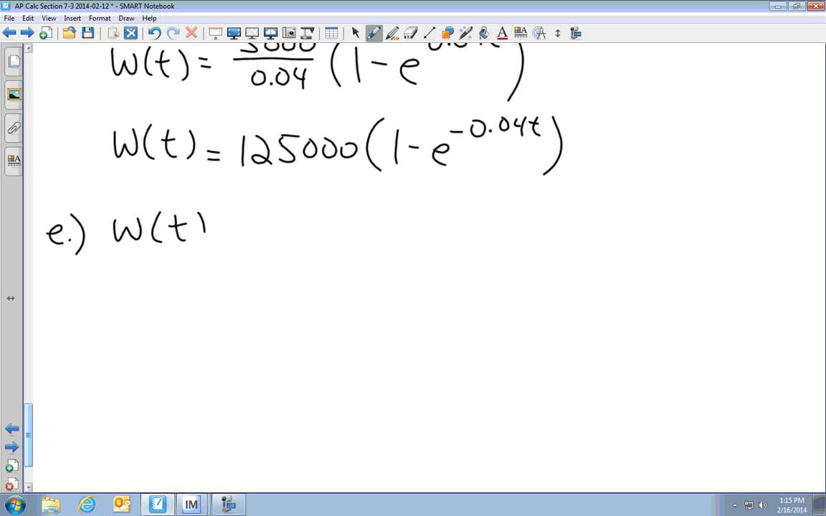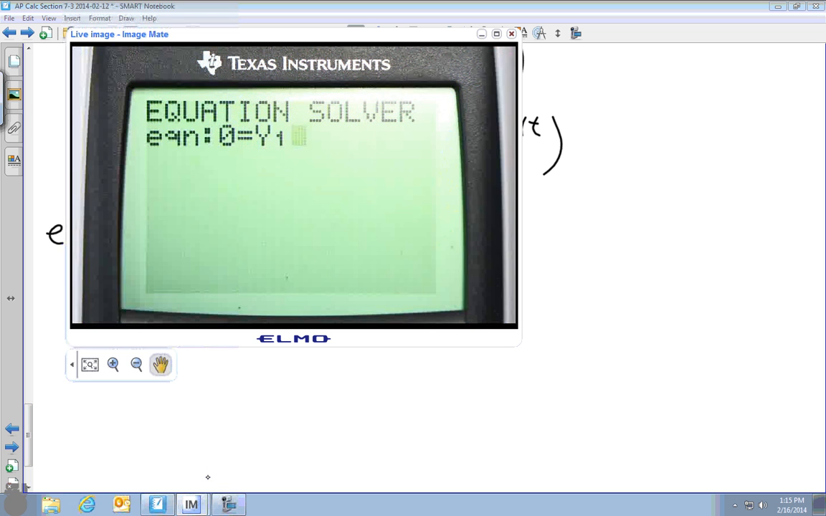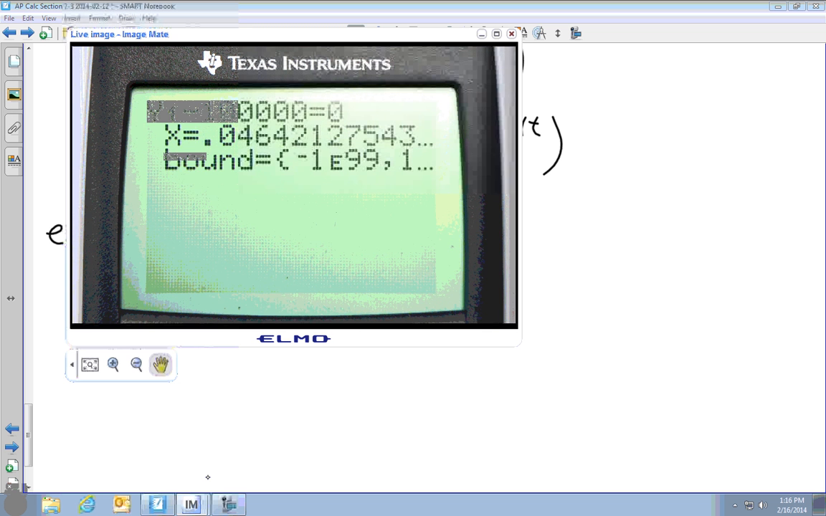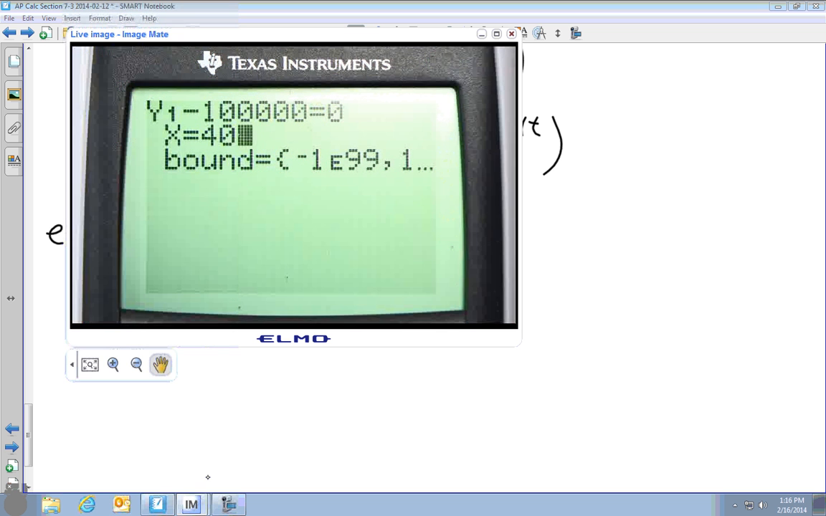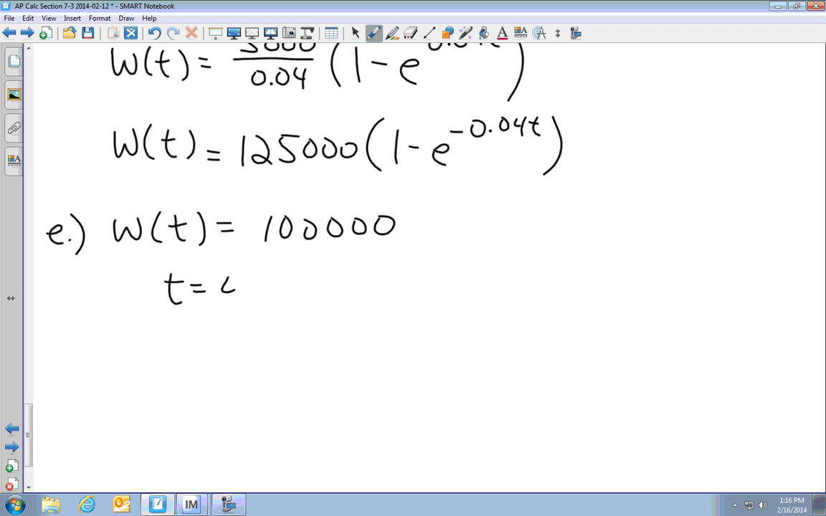They're asking us when our amount of water will be equal to the 100,000. But again, I can't solve an equation like that in solver. I have to have it set equal to 0. So I have to subtract the 100,000: Y1 minus 100,000. All right. I'm not sure exactly where it occurs, but I'll put in a guess here of 40. I know it's somewhere around 40. Then press alpha and then enter. We'll solve this thing. There we go. 40.236. T is equal to 40.236 hours. So just over 40 hours later, we've got 100,000 cubic feet of water, less than 2 days.